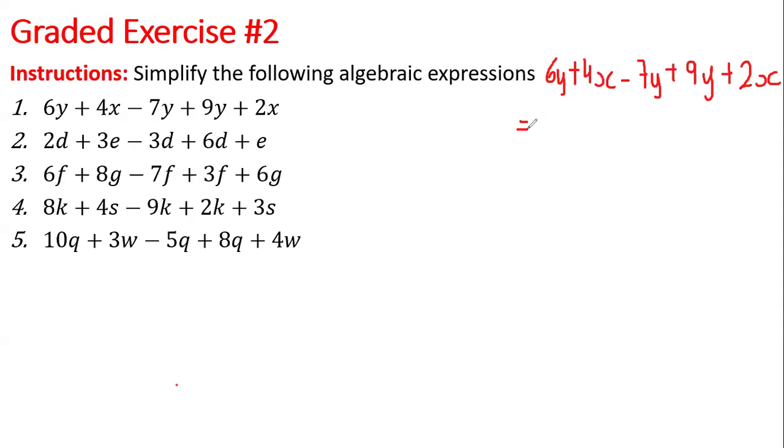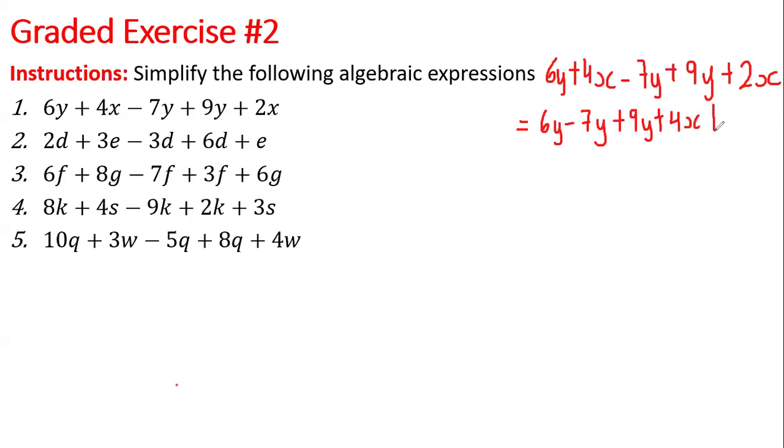We have to group all the like terms. So it's going to be 6y, so 6y minus what? Minus 7y. Plus 9y. Plus 4x. Plus 9y. Plus what? 4x. Plus 4x. Good.